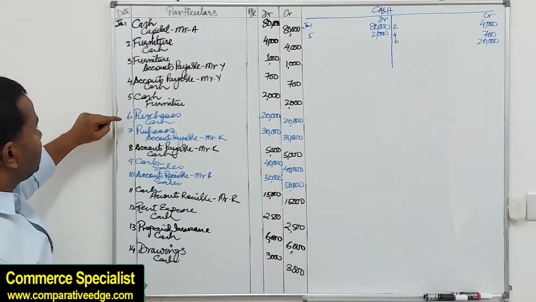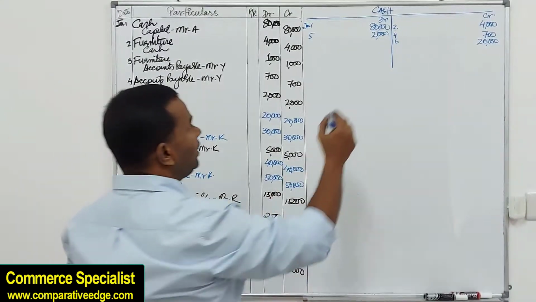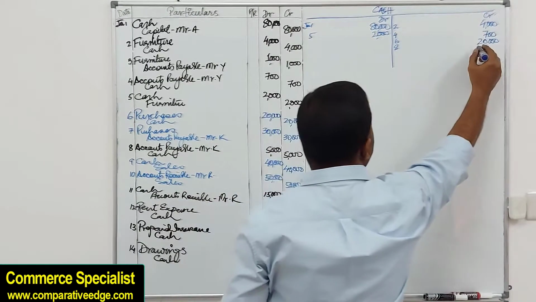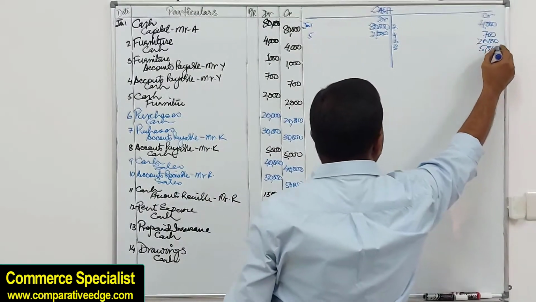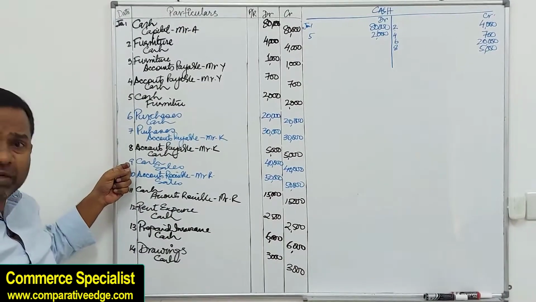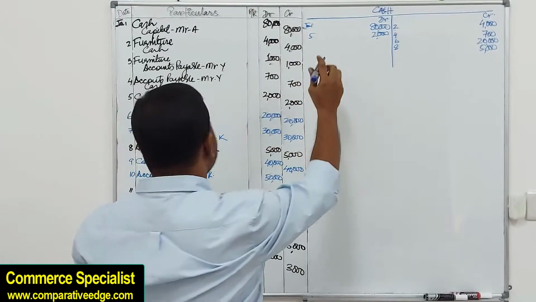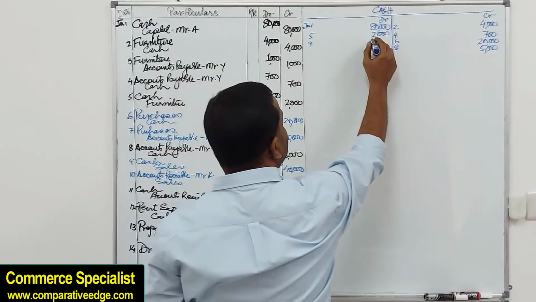Entry number 7, there is no cash. Entry number 8, cash is credited with 5,000. Entry number 9, cash is debited with 40,000. So it's a debit of 40,000. I'm going to record on the debit side. Entry number 9, it's a debit with 40,000.